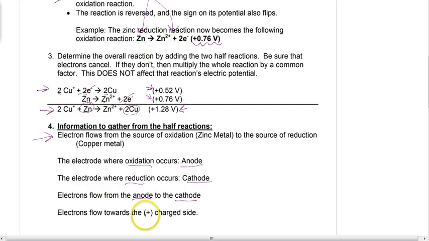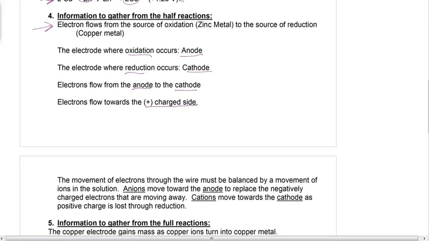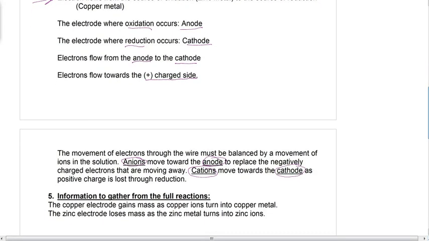We also know that electrons flow towards the positive charge side because they're going to be attracted to the opposite charge of themselves. And we know that the electrons moving through the wires have to be balanced by the movement of ions. So any anions that are not already at the anode will move towards the anode to replace the electrons that are leaving, and cations that are not already at the cathode will move through that salt bridge, through the U-tube, to replace the positive charge that's lost when the cathode is reduced.